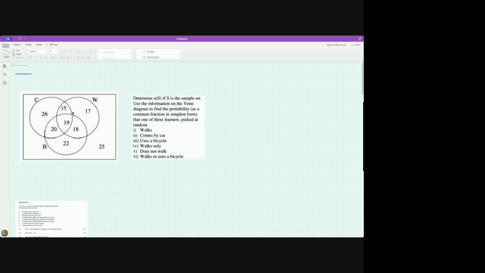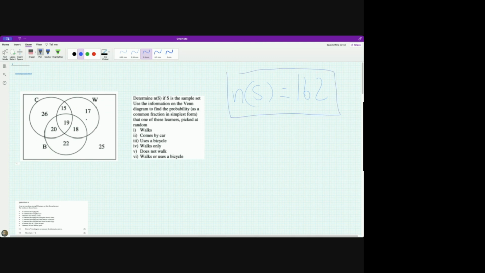Okay, so how many items are there in this Venn diagram? Or N of S, I'm just going to add them up. 26 plus 15 plus 20. Do you all get 162? Give me a thumbs up if you get 162 for the number of items in the sample space. Okay, we're off to the races. Then, students, there are 162 people in our Venn diagram.